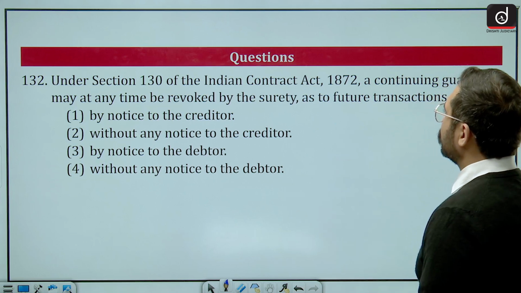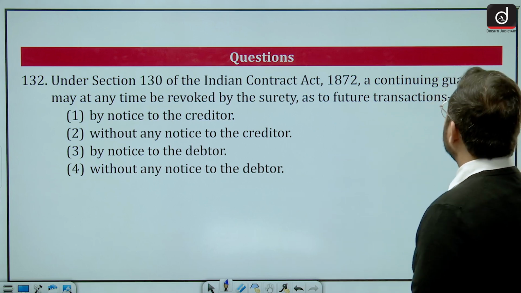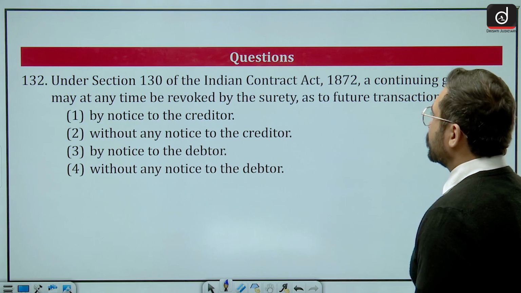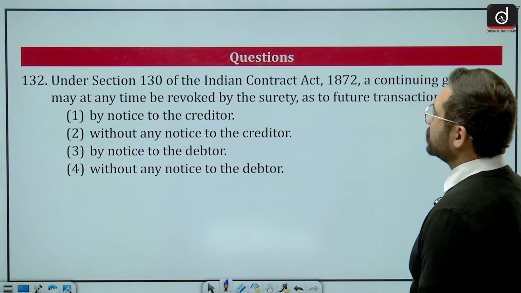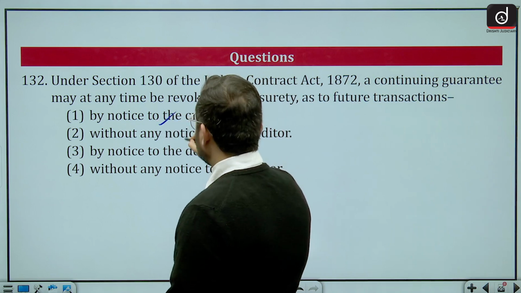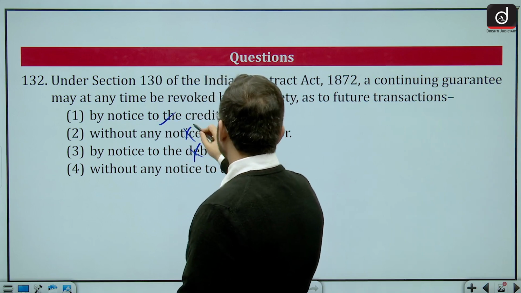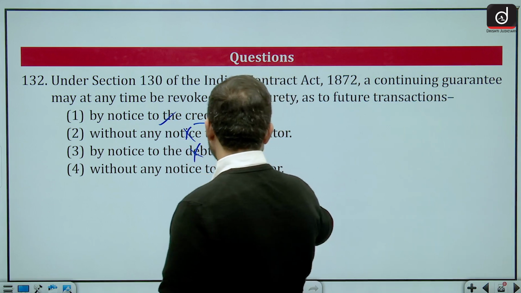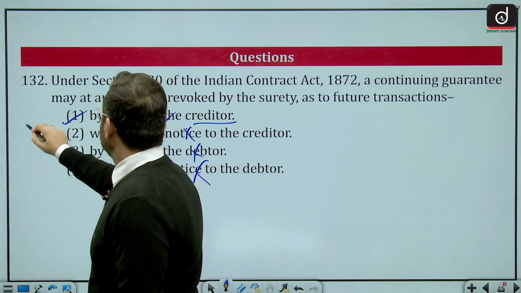Under Section 130 of Indian Contract Act, a continuing guarantee may at any time be revoked as to future transactions by notice only. Without any notice, by notice यही ठीक है. Without any notice, by notice to debtor को क्यों दोगे? Creditor को दोगे ना. Without any notice to the debtor, यही है. 1 is your answer.